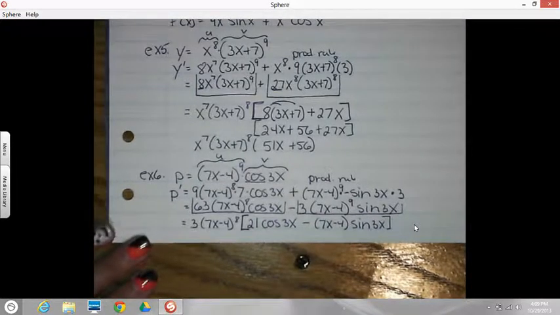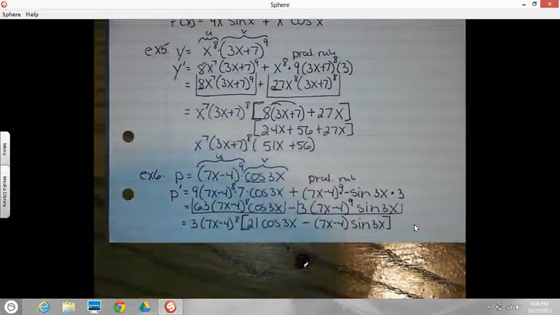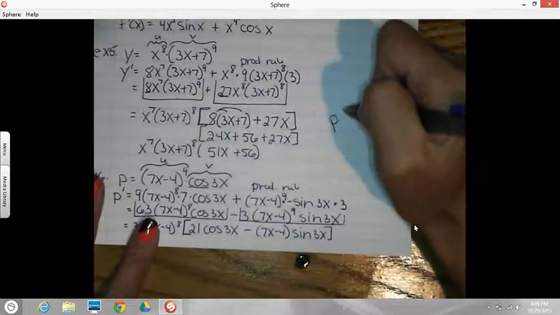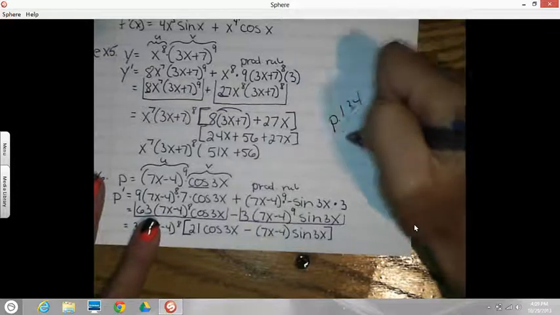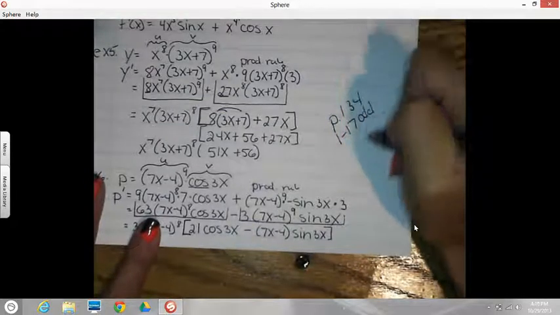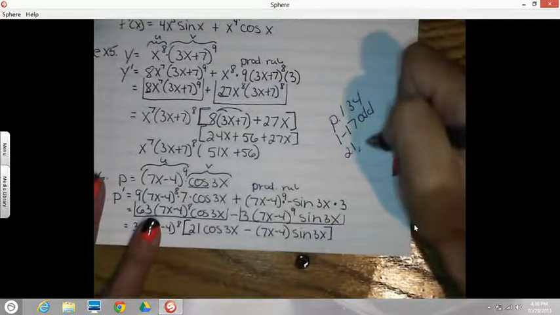So that's it. For assignment, written over here, page 134, 1 through 17 odd. You can check them. 21, and then 32 and 33.